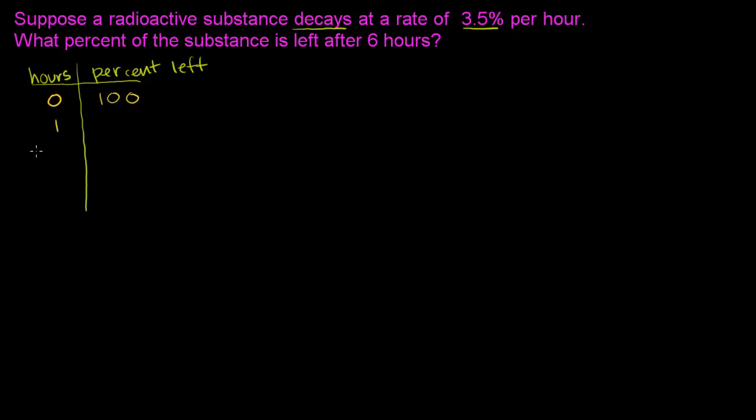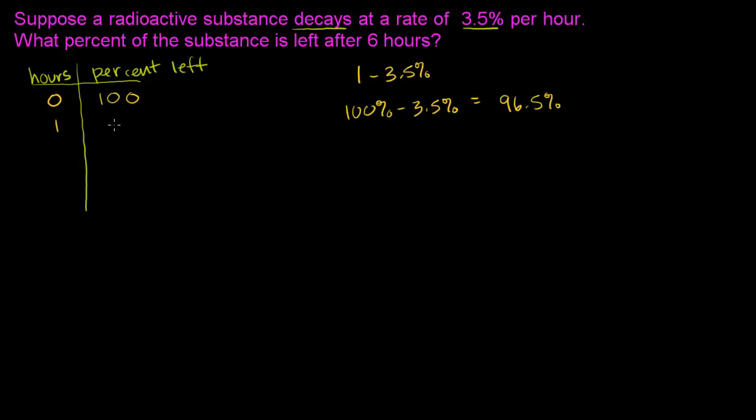After 1 hour, what's happened? Well, it decays at a rate of 3.5% per hour. So 3.5% is gone. Or another way to think about it is 0.965. Right, remember, if you take 1 minus 3.5%, or if you take 100% minus 3.5%, this is how much we're losing every hour. That equals 96.5%. So each hour, we're going to have 96.5% of the previous hour.